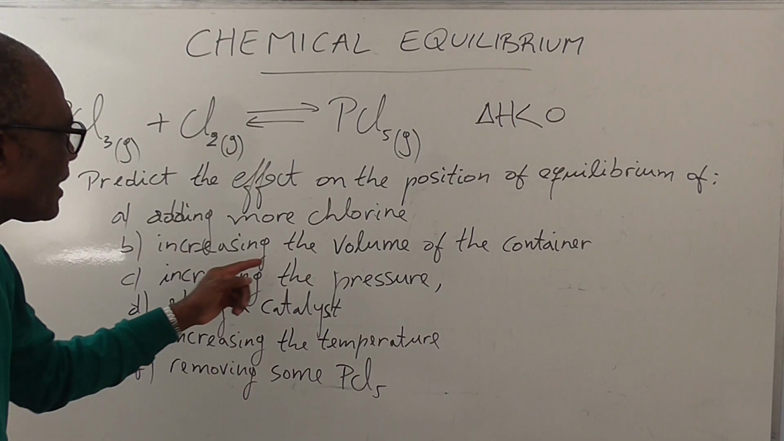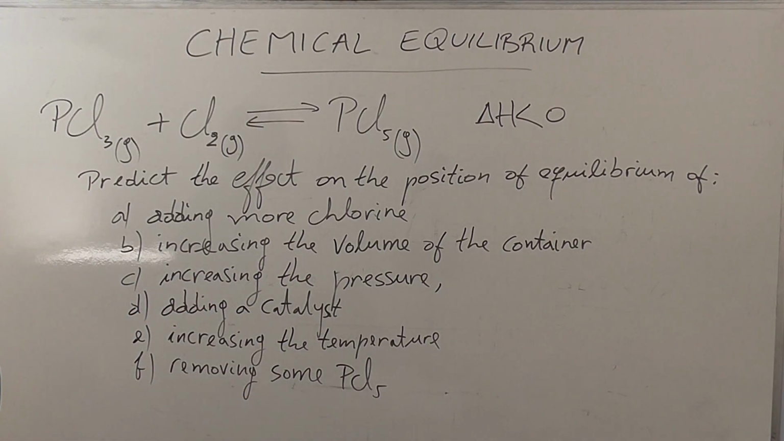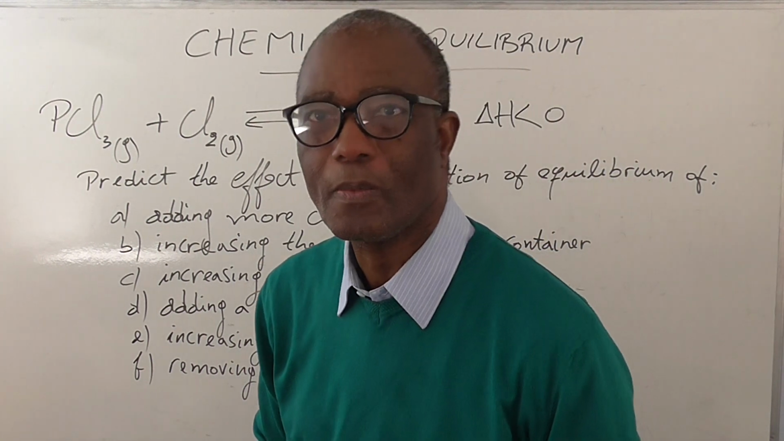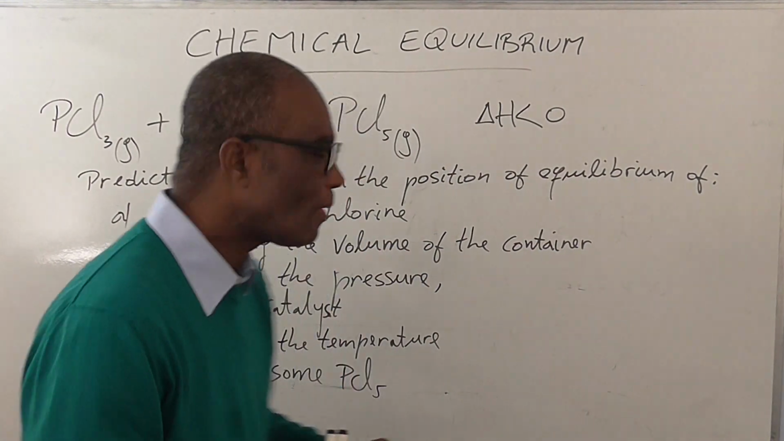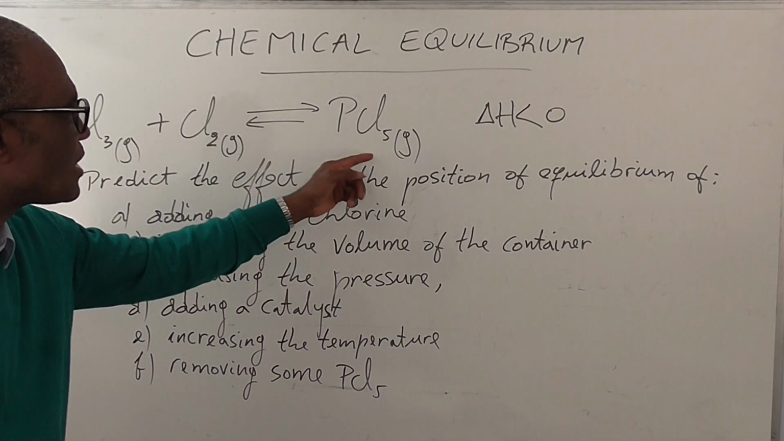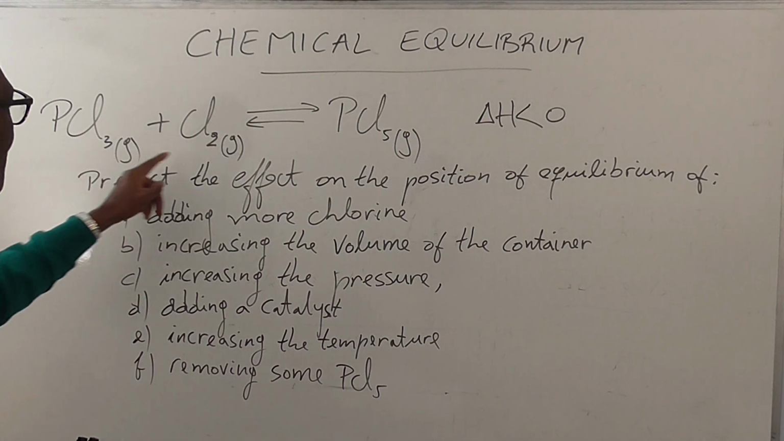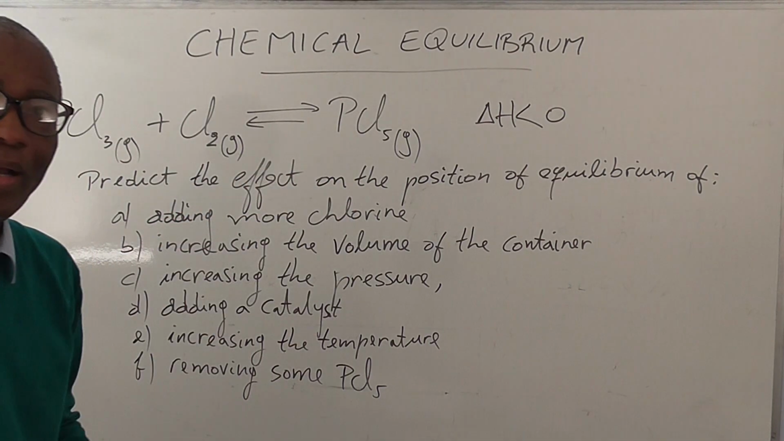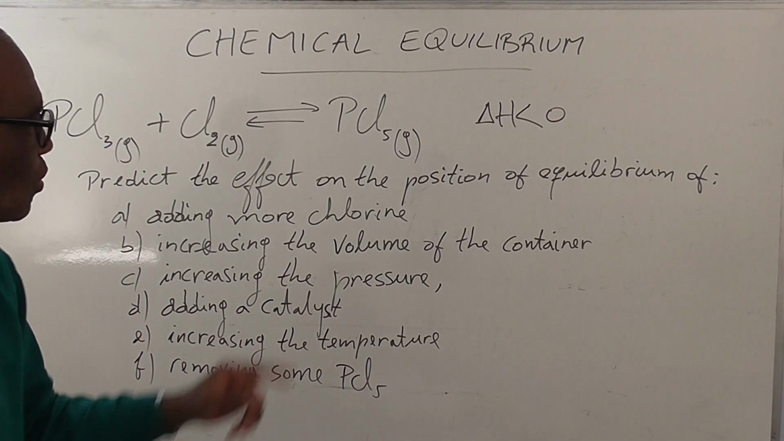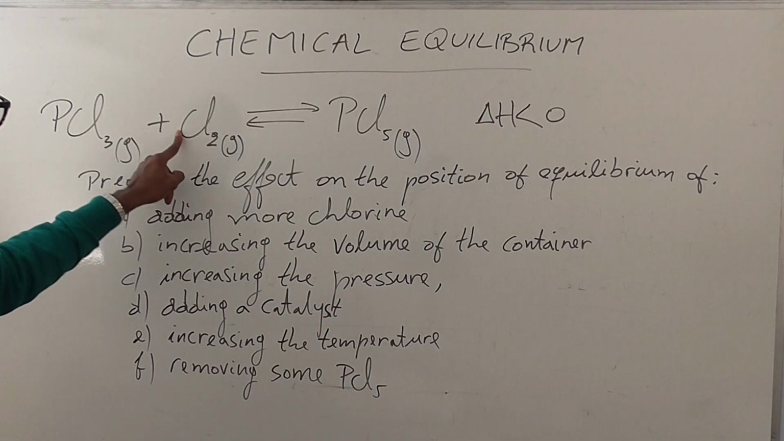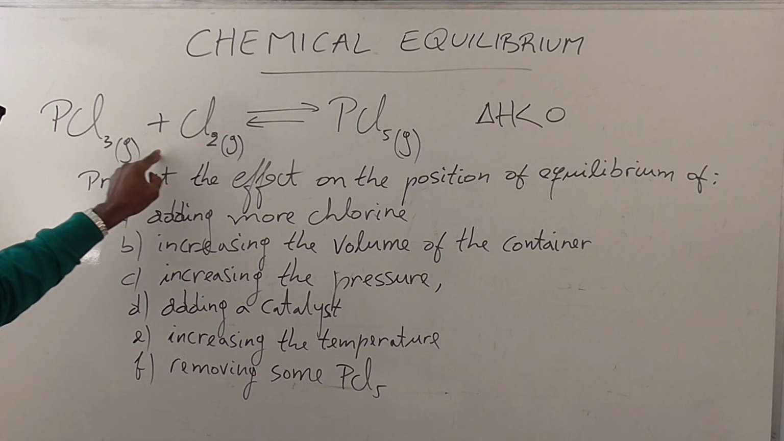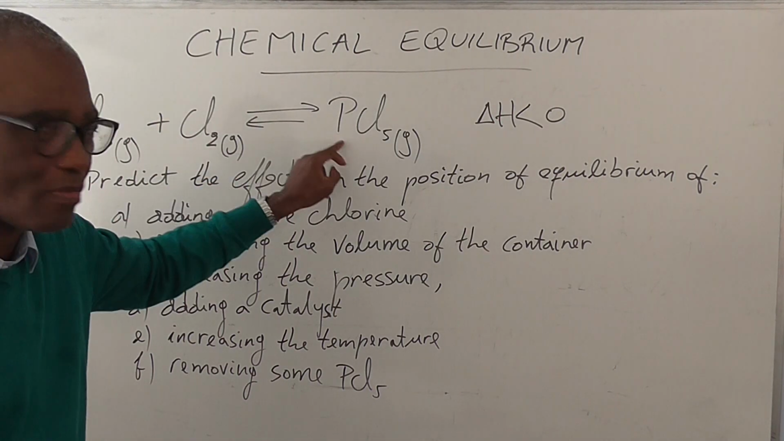Now, increase the volume of the container. Increasing the volume of the container means decreasing the pressure. Now, we have a gaseous reaction. We have 2 moles on the left-hand side, 1 of chlorine and 1 of PCl3, so in total 2 moles. On the right-hand side, we have only 1 mole.